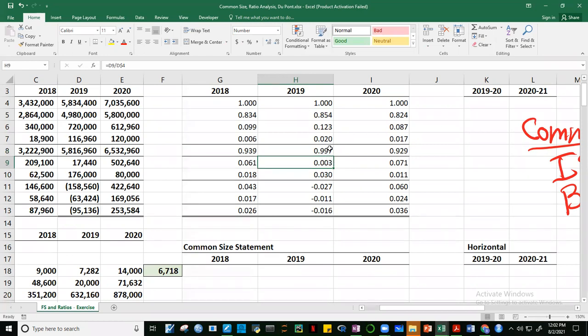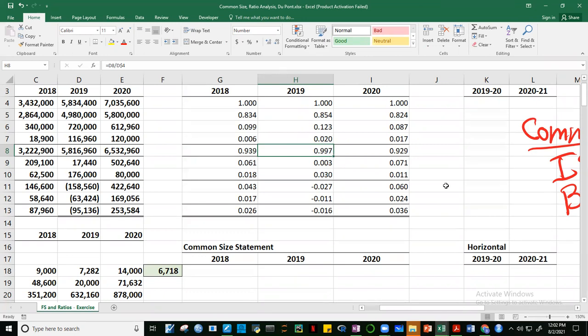0.3 centavos na lang yung natira. So nag-improve naman siya noong 2020. So 2019 seems to be a bad year for the company. Okay? Siyempre, sa company guys, aaralin nila yan. Bakit naging ganito yung ano natin? Bakit naging ganito yung operating cost natin? Bakit 99 centavos na? Wala na natira sa profit.